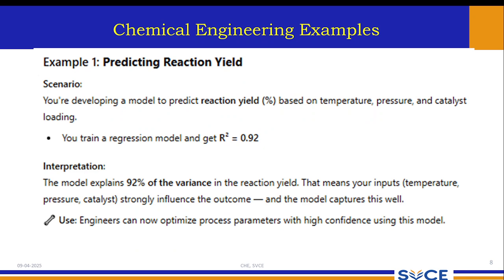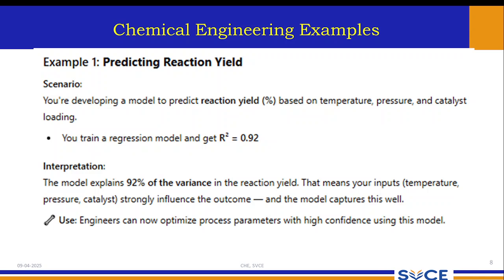Example: predicting the reaction yield. You are developing a model to predict the reaction yield based on the temperature, pressure, and catalyst loading. So here the dependent variable is the reaction yield. The independent variables are temperature, pressure, and catalyst loading. In this case the R square is equal to 0.92.